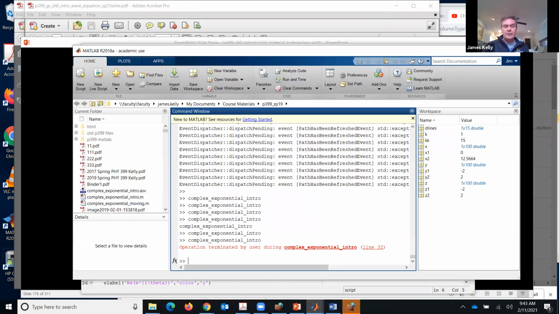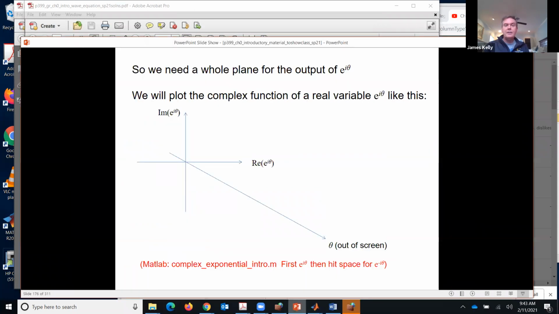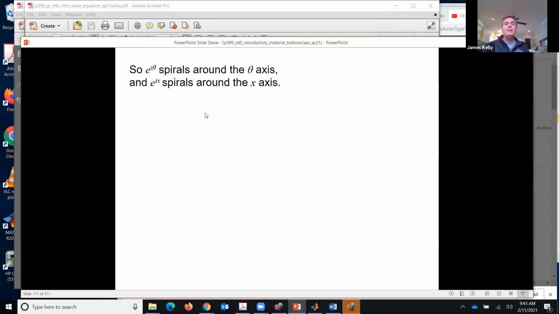Just cancel that and go back here. So e to the i theta spirals around the theta axis, and therefore we're going to be concerned with e to the i(kx minus omega t). e to the i x spirals around the x-axis, if you like. What about e to the i kx? Suppose I choose k equals 3. If I have a graph of e to the i x, how is e to the i 3x going to change?